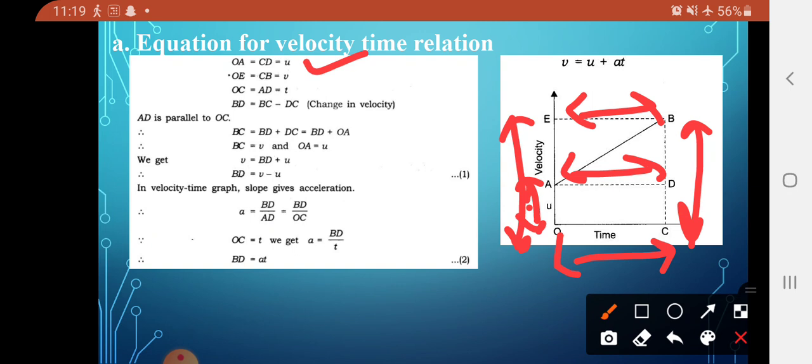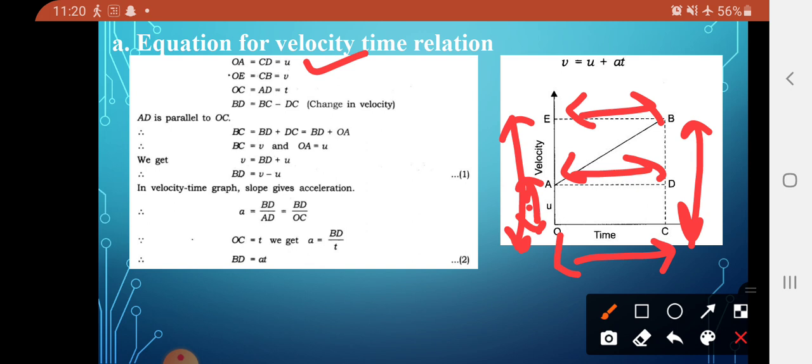So dear students, this is one of the important steps we have to care about here. For deriving the equation, we must know about the change in the velocity, for how much the velocity has been changed by the observer. So BD is equal to BC minus DC. If we know this, then we get the total BD, is it?